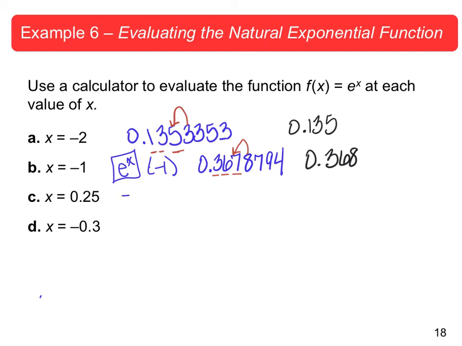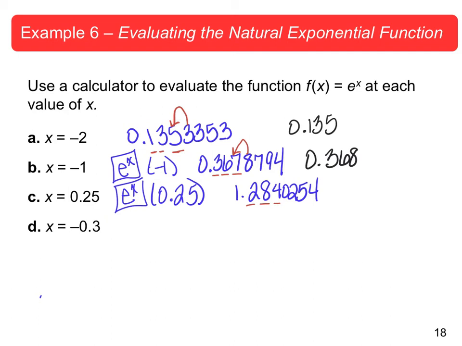Okay. So now I have e to the x. That's the button that I'm going to push. Then I put 0.25 in parentheses. When I do that, I get 1.2840254. Again, we're going to round to 3 decimal places, so I go to the 4th digit to determine what to do. I've got a 0. That 0 tells the number to stay the same. So I have 1.284.